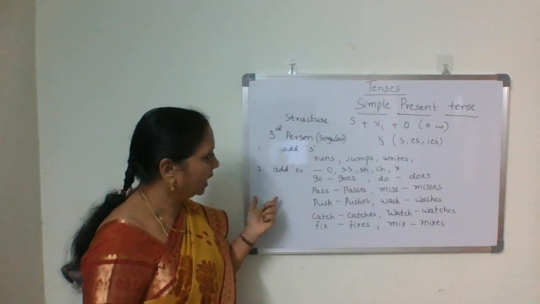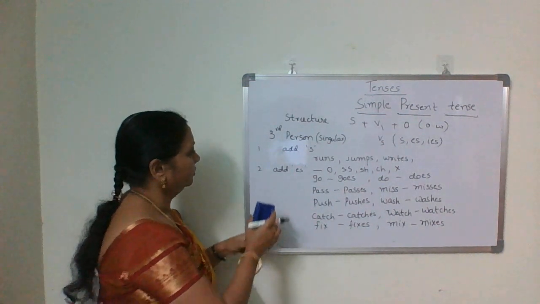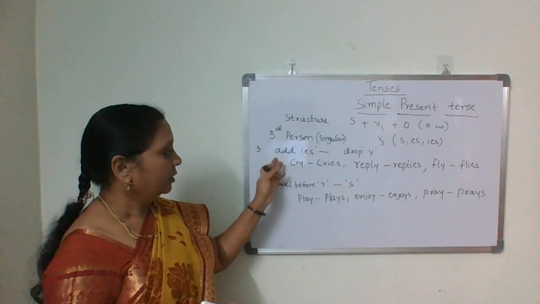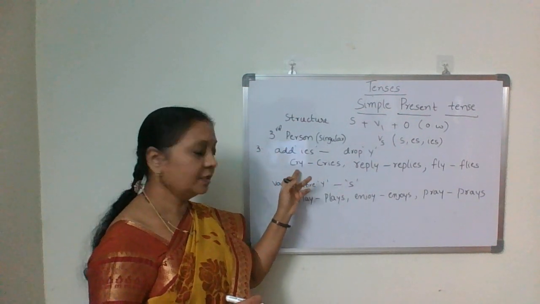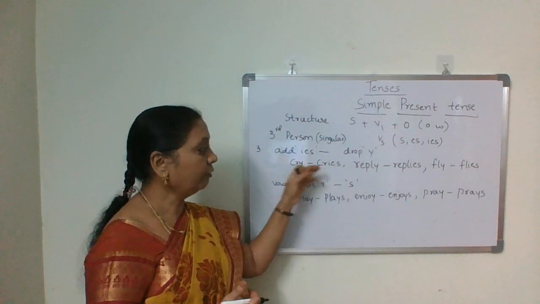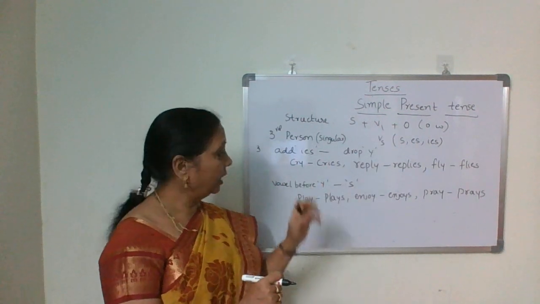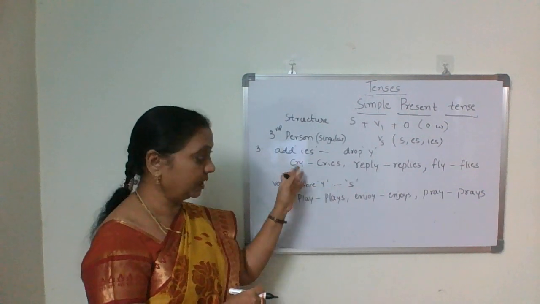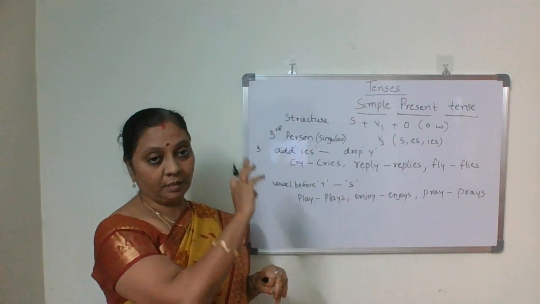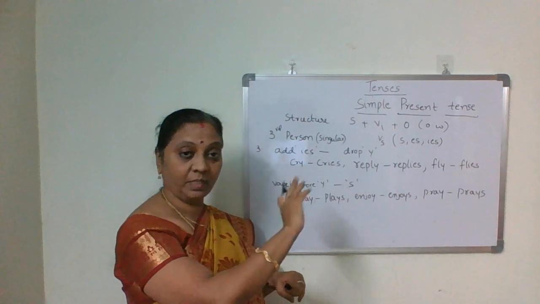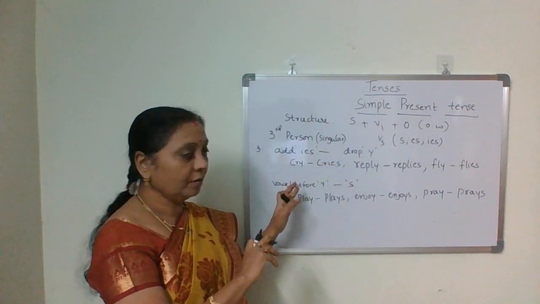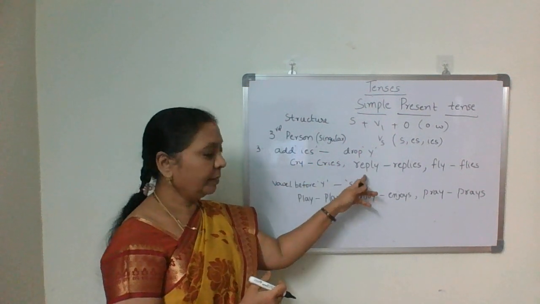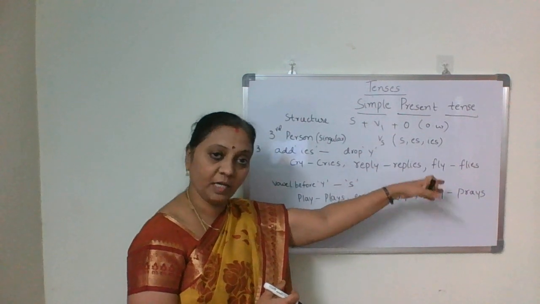Then next, ies also. For the words that end with y, what do you have to do? You have to drop that letter y and then add ies. But these are verbs. Remember that those others are nouns. Don't get confused. In that case also we have seen singular and plural, but those are nouns. These are verbs. Drop y and add ies. Cry, cries. Reply, replies. Fly, flies.